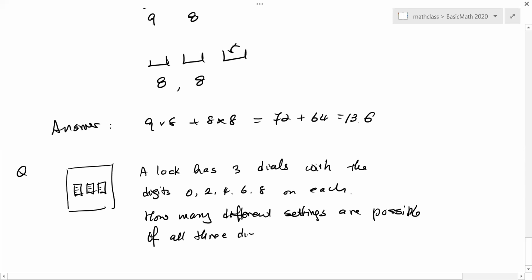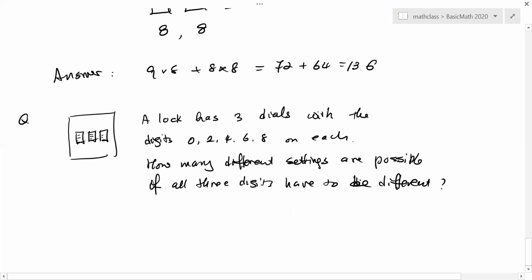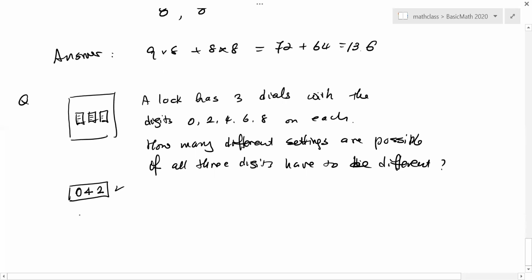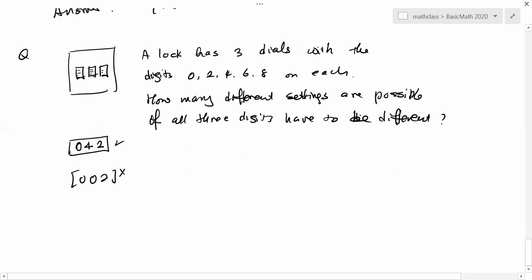If all 3 digits have to be different, that means you cannot have 2 identical digits. For example, 0, 4, 2, that's okay, right? You get this number. This is okay, but 0, 0, 2 is not okay. Now you get the idea, right?